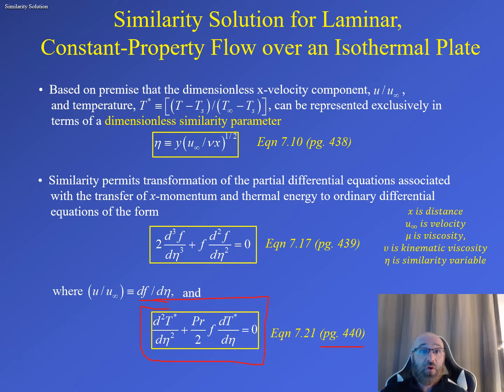We have the second order ODE, d squared T star over d eta squared, plus our Prandtl number, Pr over 2, times f times our first order ODE, dT star d eta, which is the partial of our dimensionless temperature with respect to eta, equal to 0. So this relates back again to our equation 7.21 in our textbook.